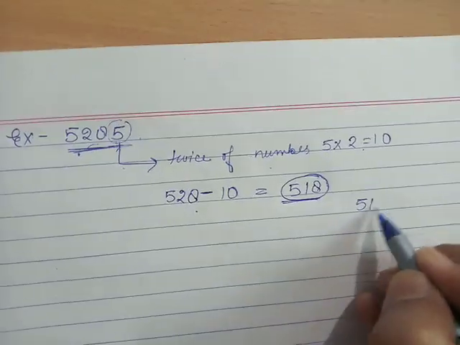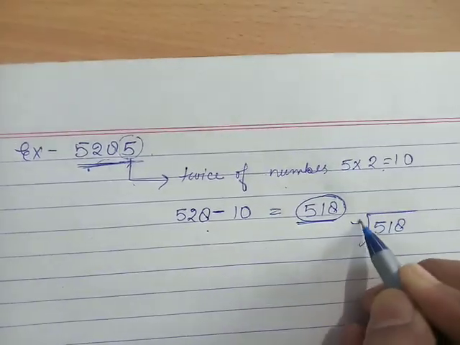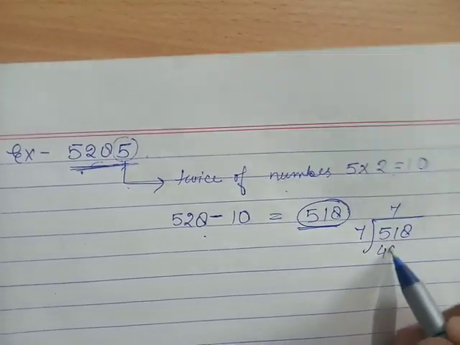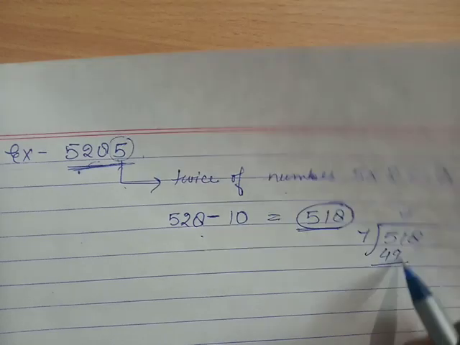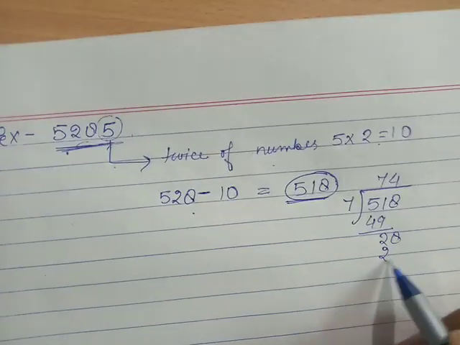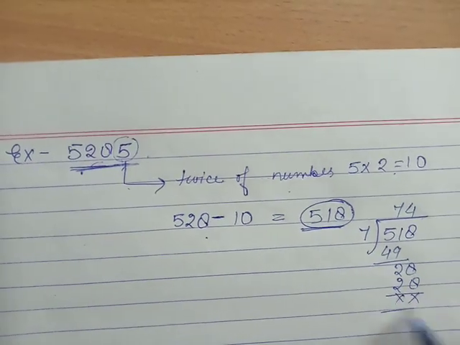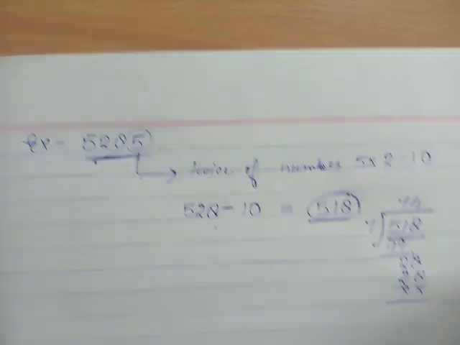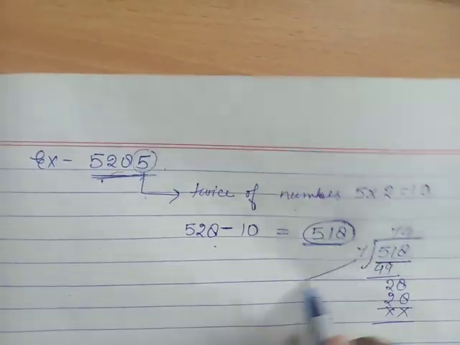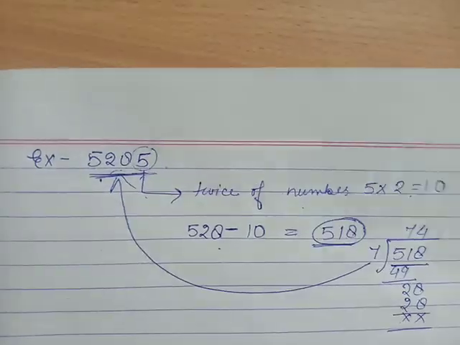Let's see, 518 when divided by 7, 7 sevens are 49. Okay, we have here 28, 7 fours are 28. We can see that this 518 is divisible by 7, so the number is also divisible by 7.